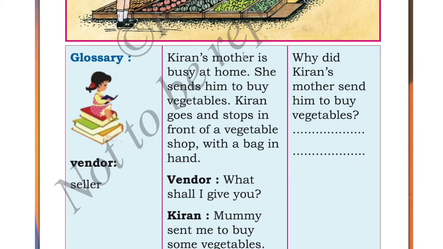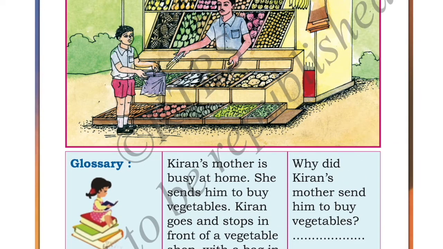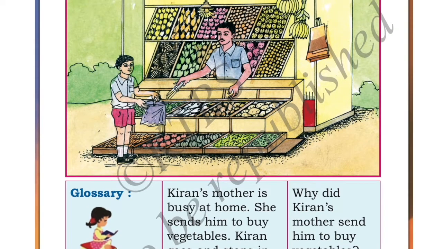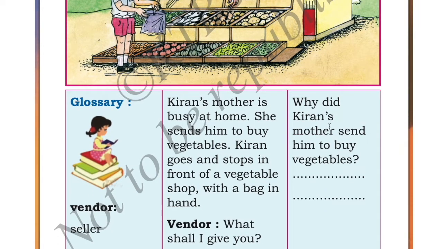Now, Kiran's mother is busy at home. She sends him to buy vegetables. Kiran goes and stops in front of a vegetable shop with a bag in hand. Okay, so as we can see here, Kiran is at the vegetable shop because his mother sent him to buy vegetables. Why did Kiran's mother send him to buy vegetables? So Kiran's mother is busy at home, which is why she sent him to buy vegetables.